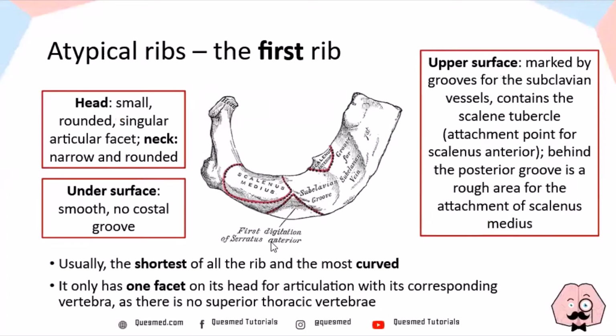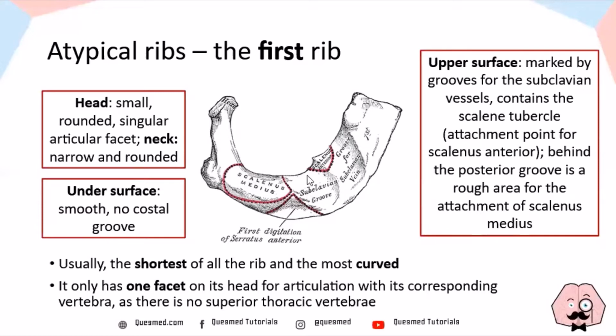So talking of atypical ribs, start off with the 1st rib. So the head of the 1st rib is unusual because it's slightly smaller and more rounded, and it only has 1 articular facet. So it only articulates with T1, and it doesn't articulate with C7. And the neck is more narrow and rounded than a normal neck on another rib. The undersurface is also different because it doesn't have a costal groove.